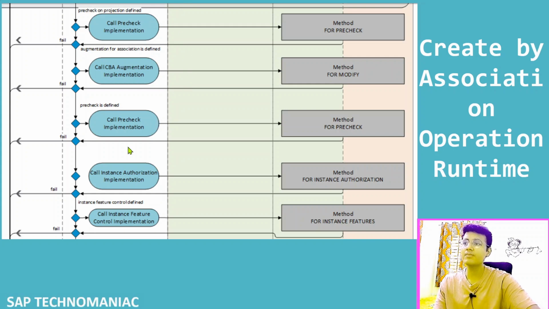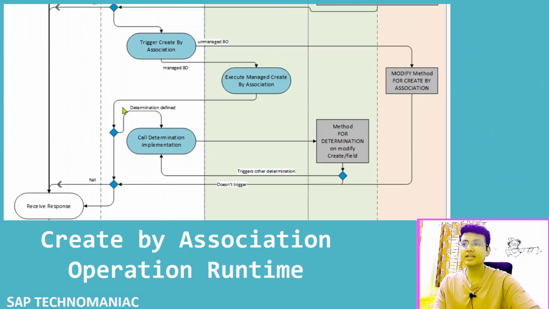Then in the interface layer, if you have pre-checks defined, that will be called. If you have instance level authorization, that will be called. And if you have instance feature control, which in our case we have defined, that will be called. After that, the create by association will trigger, and it will call the method for create by association. In the unmanaged scenario it will be handled by the framework. In the managed scenario, along with this, the determination on modify during the transactional phase, whatever determination is defined in the managed scenario, will be called. These all things are happening almost in a similar way to how it happened in the update and delete.